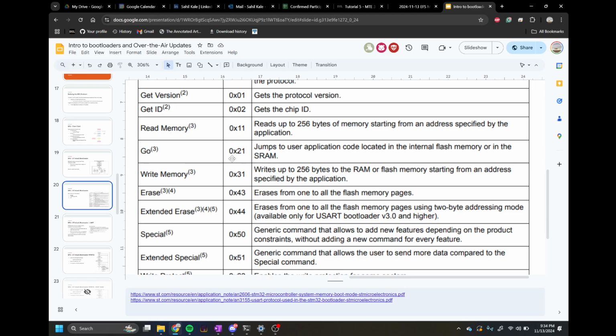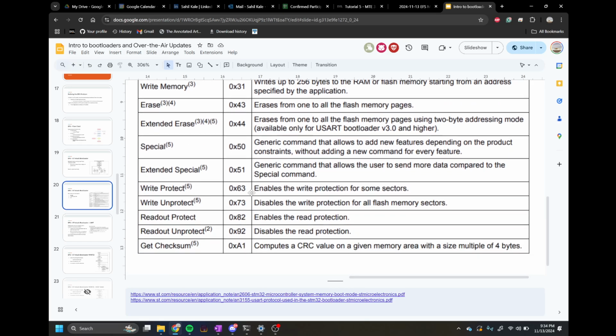Yep. Is it actually a good idea to read protect your bootloader? So, sorry, say that again. Is it a good idea to read protect your bootloader?